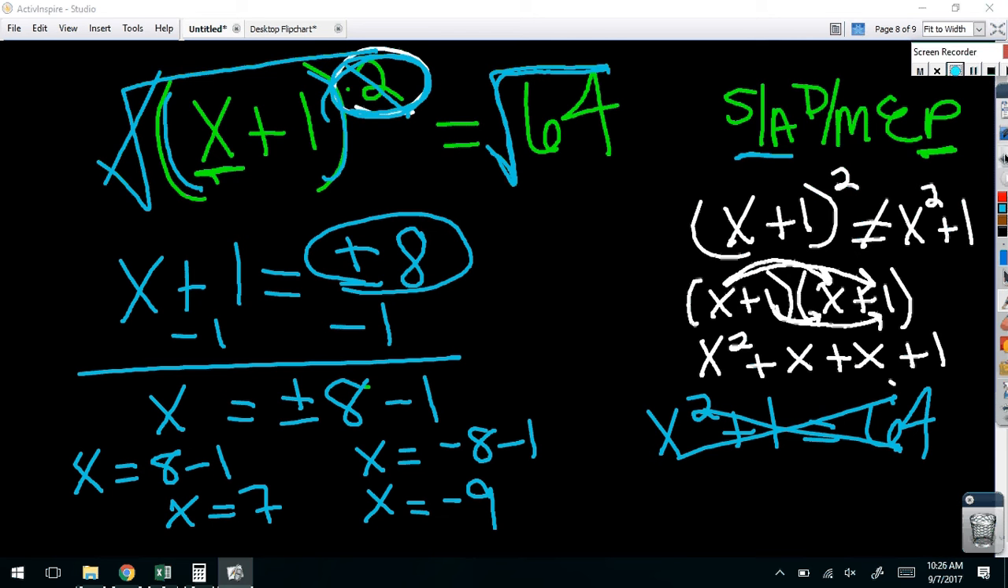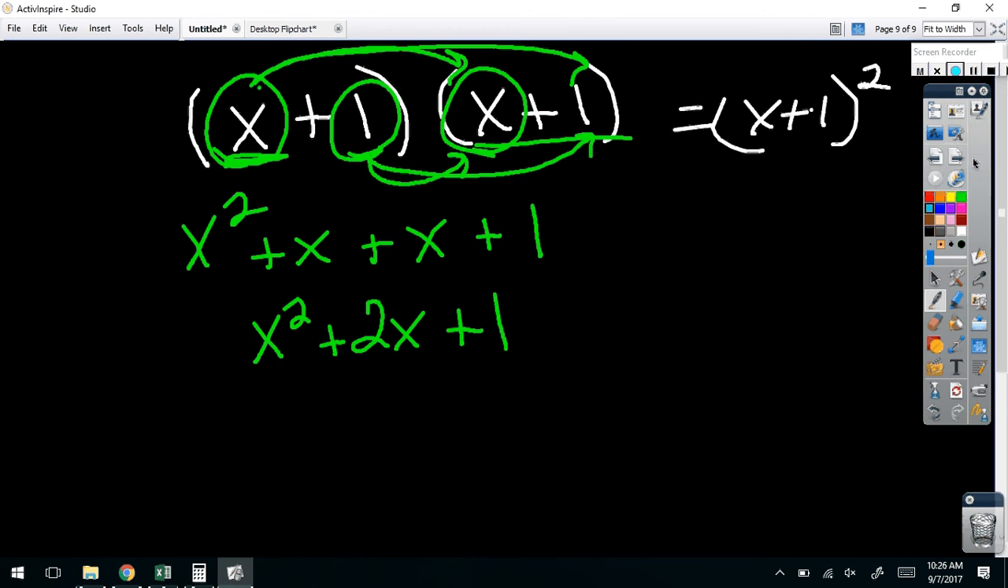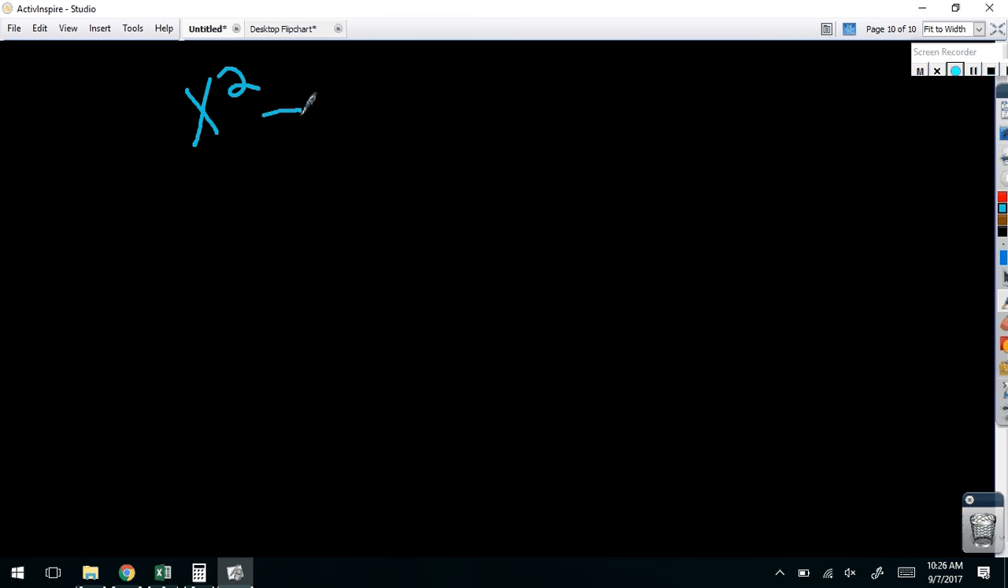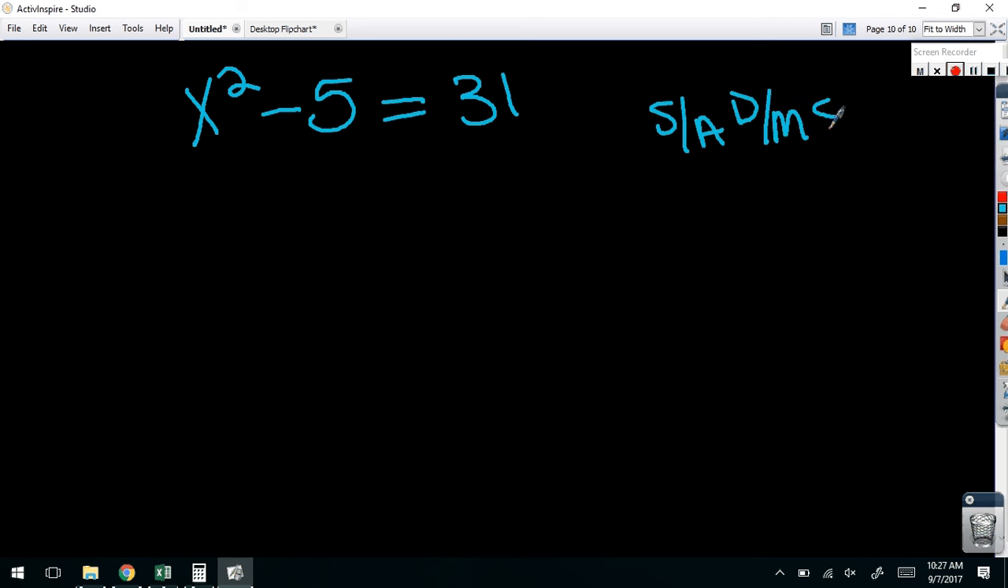All right, let me show you another one. We're going to keep practicing with this. Let's say I had x squared minus 5 equals 31. Okay, so this one's different, and understand why this one's different, okay? If I'm talking about SADMAP, parentheses are last, right? But I don't have any parentheses here. So I can just run straight through SADMAP. Do you see why this one's different?